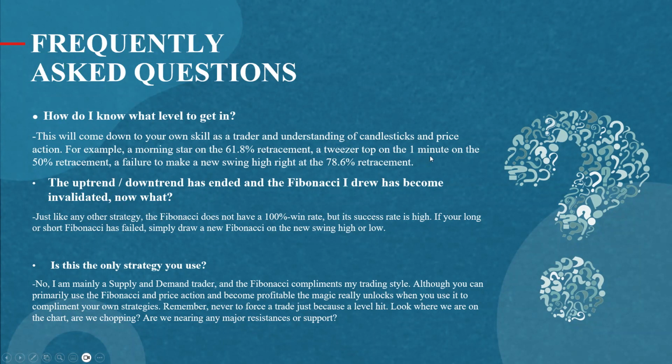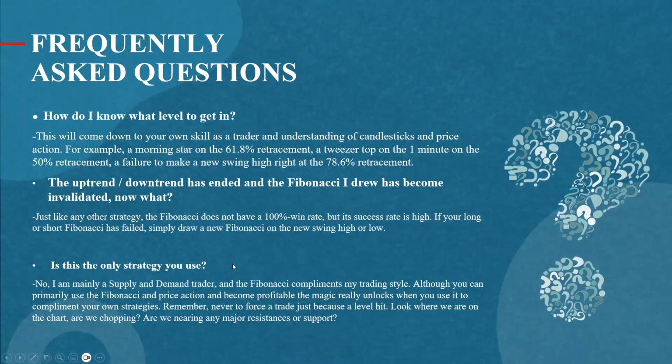But if that Fibonacci breaks, say the uptrend breaks, you just drop from the new swing low to swing high, or vice versa, right? And again, is this the only strategy that I use? That's absolutely not. I'm primarily a supply and demand trader, and the Fibonacci complements my trading style absolutely perfectly.